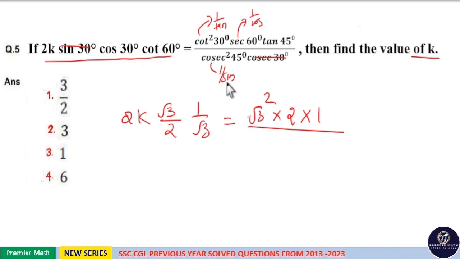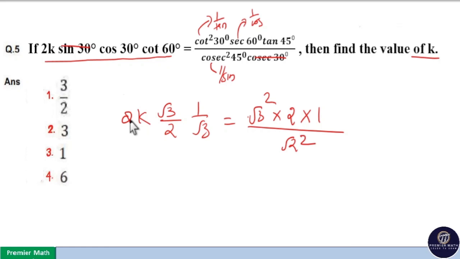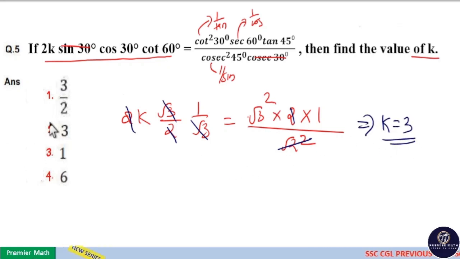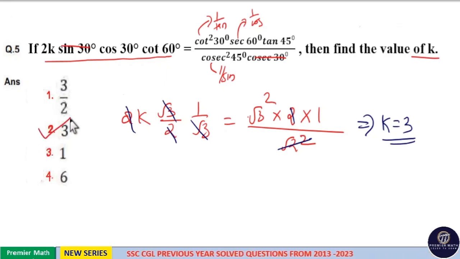So sin 45 is equal to 1 by root 2. Then cosec 45 is equal to root 2. Cosec square 45 is root 2 square. Now you can see 2 and 2 cancel, root 3 cancel, 2 and root 2 square cancel which means k is equal to 3 here. Root 3 square is 3. So option 2 is your answer.